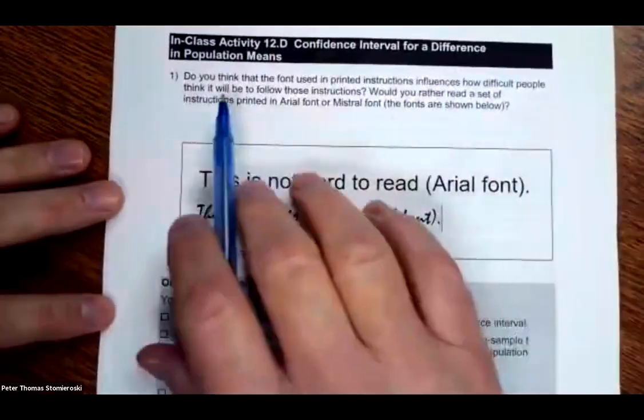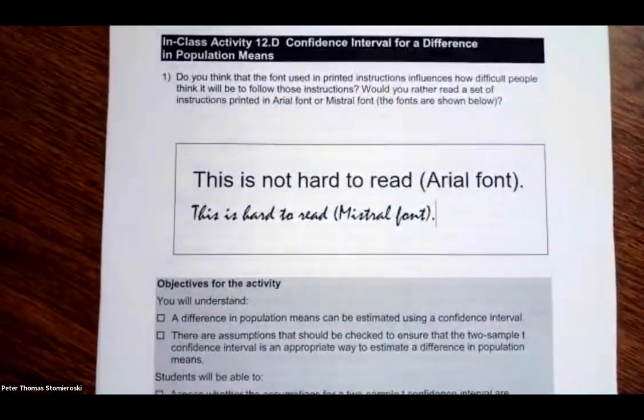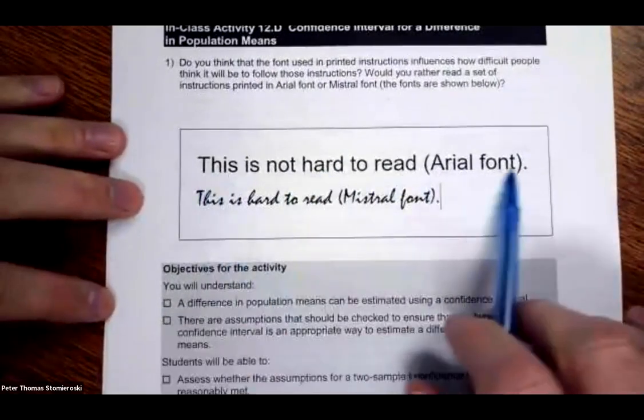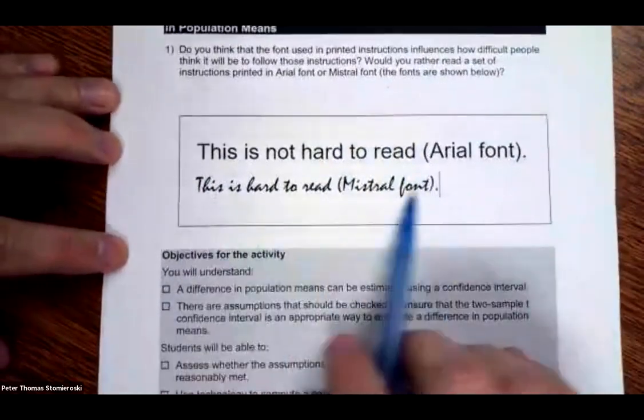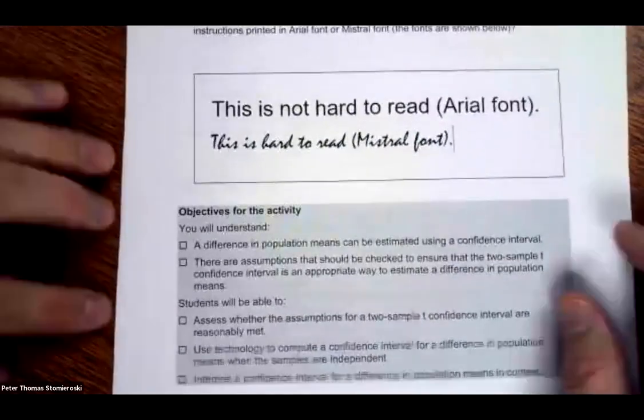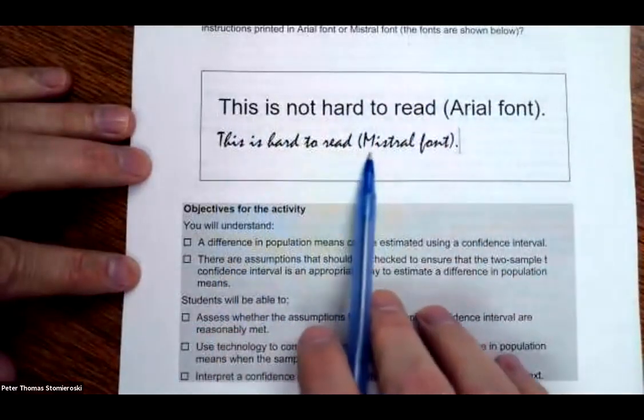Do you think the font used in printed instructions influences how difficult people think it will be to follow those instructions? Would you rather read a set of instructions printed in Arial, like this font, or in Mistral font, this font? Obviously, if you look at this, the Arial font is not hard to read, and the Mistral font is a little bit harder to read.